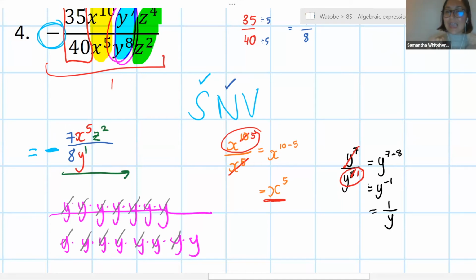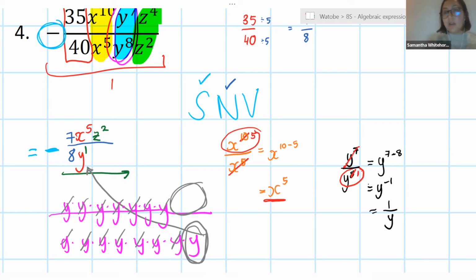Now, when I get to the 8th y in the denominator, I still have a y there, but I've got no y's left in the numerator. And so that y that's left over must stay in the same position as where it originally came from. And so that's why that y is in the denominator. That's where it belongs. That's where it needs to stay.